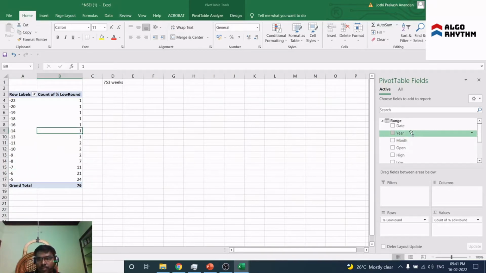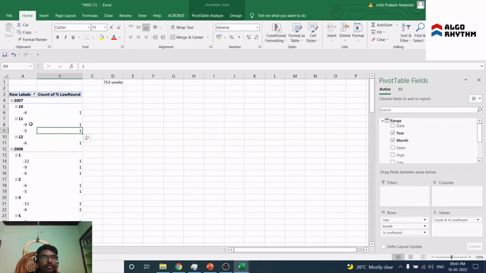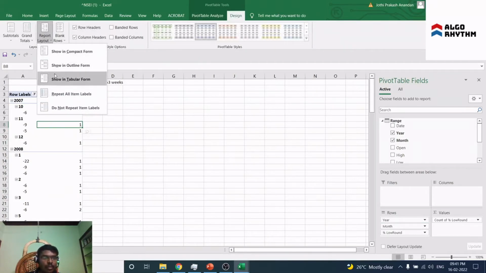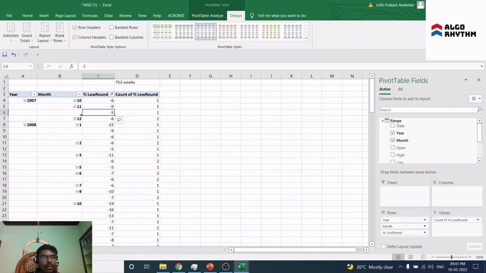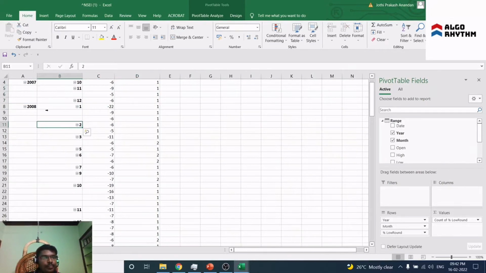The reason why I created year and month here is that if we are interested in seeing the data flow, in the sense of how the index fell throughout the years, in which month, and how much percentage, we can see that information over here. So in 2007, the 10th, 11th, and 12th months have negative values, and we can see the percentage it went down and the number of times it went down.